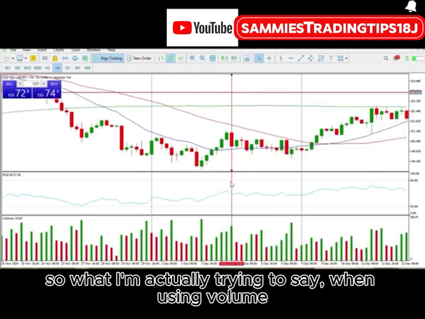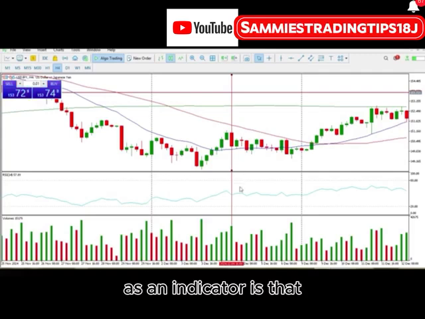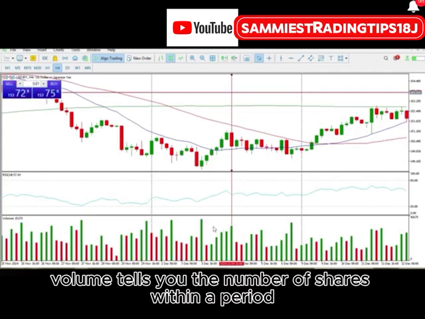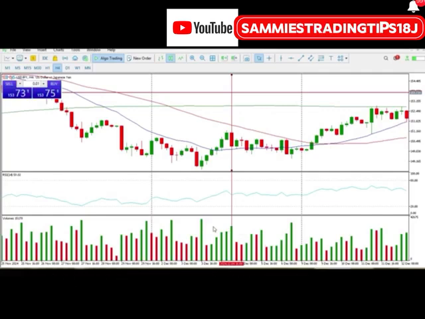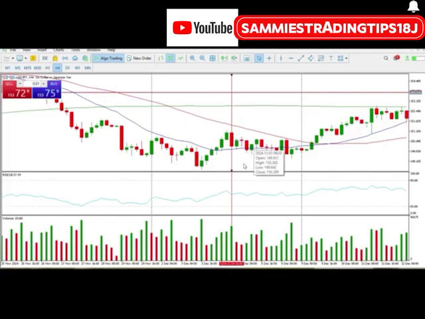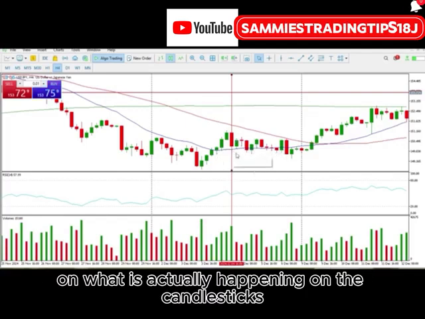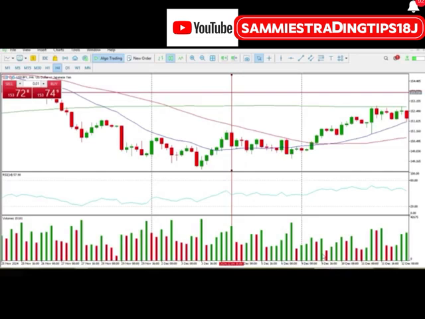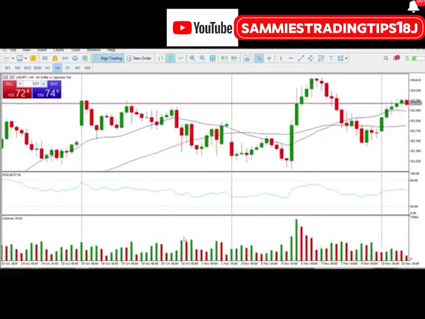So what I'm actually trying to say when using volume as an indicator is that volume tells you the number of shares within a period, and it gives you a hint, because it's like telling a story. It gives you a hint of what is actually happening on the candlestick. So I want to look for another example.